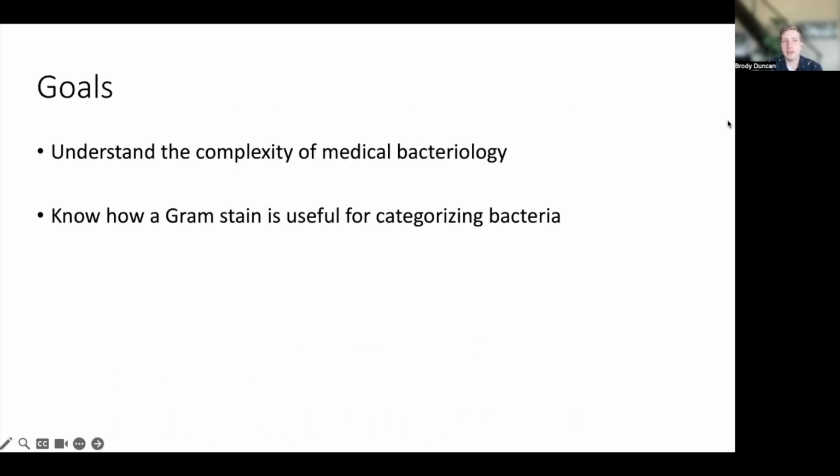So today, for this intro lecture, we're really just going to try and keep it simple. I want you guys to understand just how complex medical bacteriology can be. And we'll briefly talk about how Gram stains are useful for categorizing bacteria, which I'm sure most of you have already learned somewhat about.